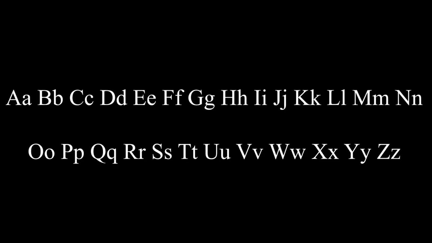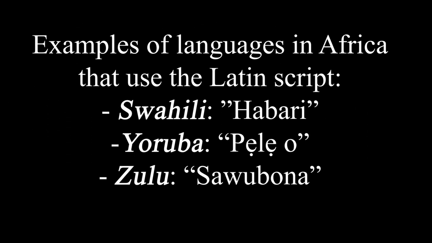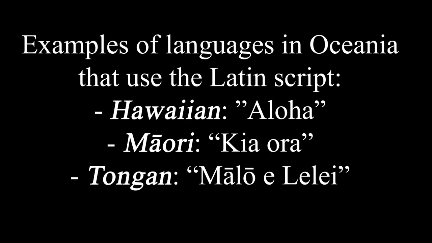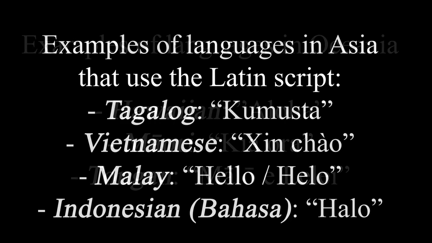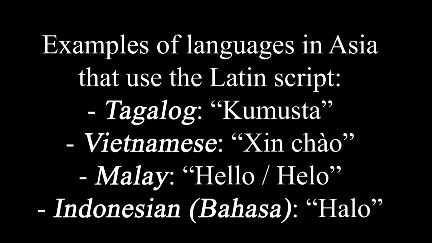Anyway, the Latin alphabet is the most used script in the world, and you might see it anywhere you go now. In Africa, languages like Swahili, Yoruba, and Zulu use the alphabet. In Oceania, languages like Hawaiian, Maori, and Tongan use the alphabet. In Asia, languages like Tagalog, Malay, Vietnamese, and Indonesian use the alphabet.